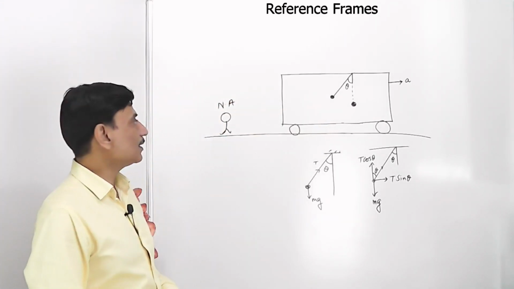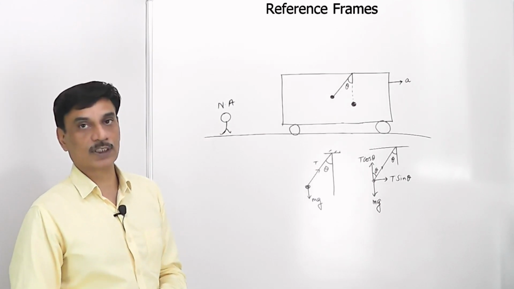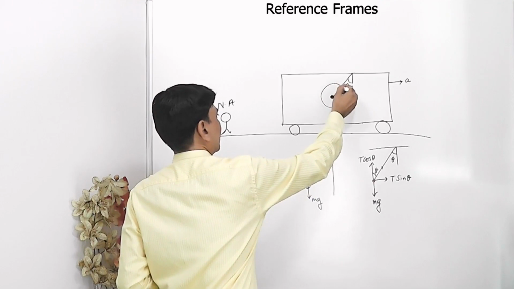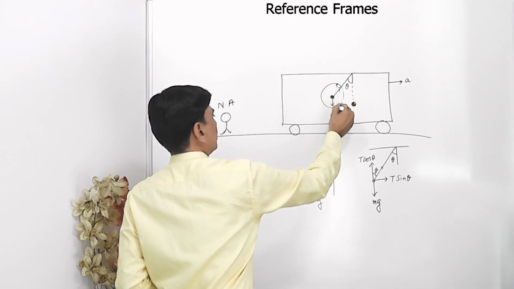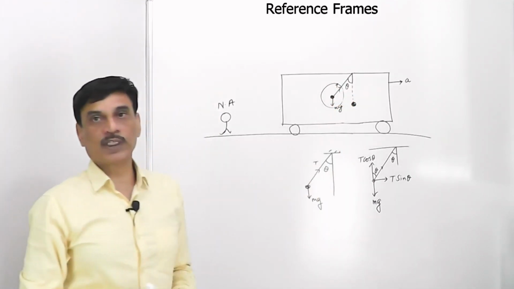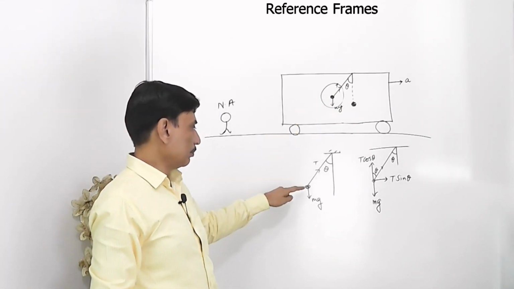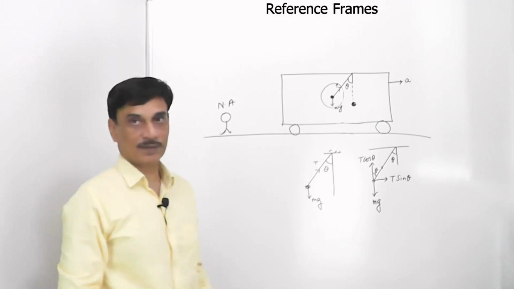So what he observes is the forces being applied on this block. If we draw the free body diagram, we know that tension is in this direction and mg is going to be in this direction. So there are going to be two forces acting on this bob of the pendulum: one is T, the other is mg.